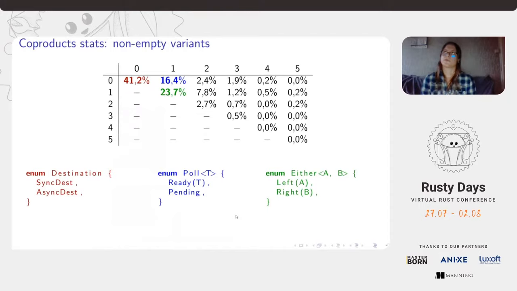So, if you ever saw an enum that has multiple layers of other enums inside of it, in its monomorphization, there is a pretty big chance it will be flattened, and therefore you will save both memory and performance.